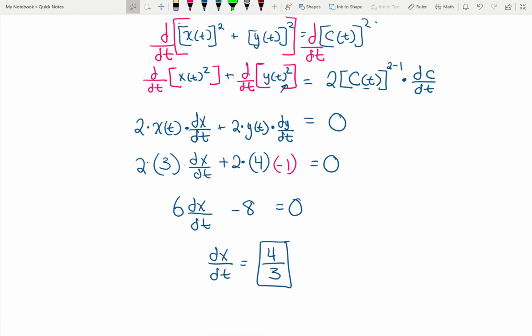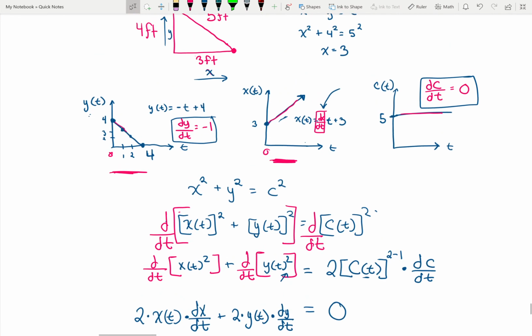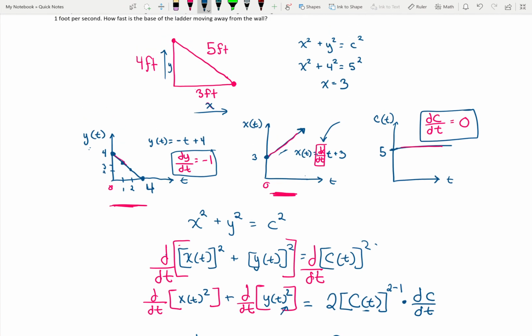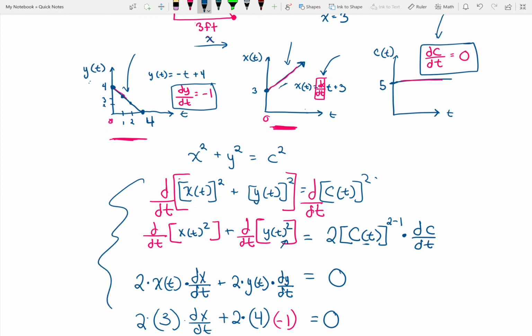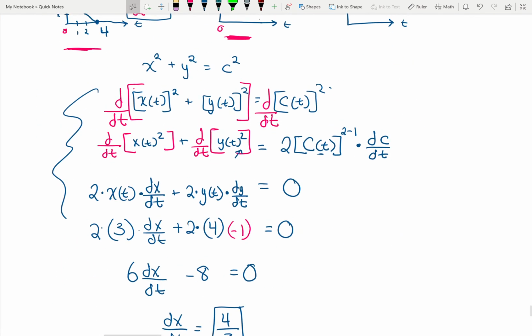So I hope that made sense. We're going to do 2 more examples of these. Like I said, the key to these problems is understanding what dy/dt means, what dx/dt means, and what dc/dt means. You have to think about it graphically, and it will make sense to you. If you just try to go in algebraically, you're going to get confused and lost in all the shenanigans. So really try to graph everything out and try to get a good understanding.